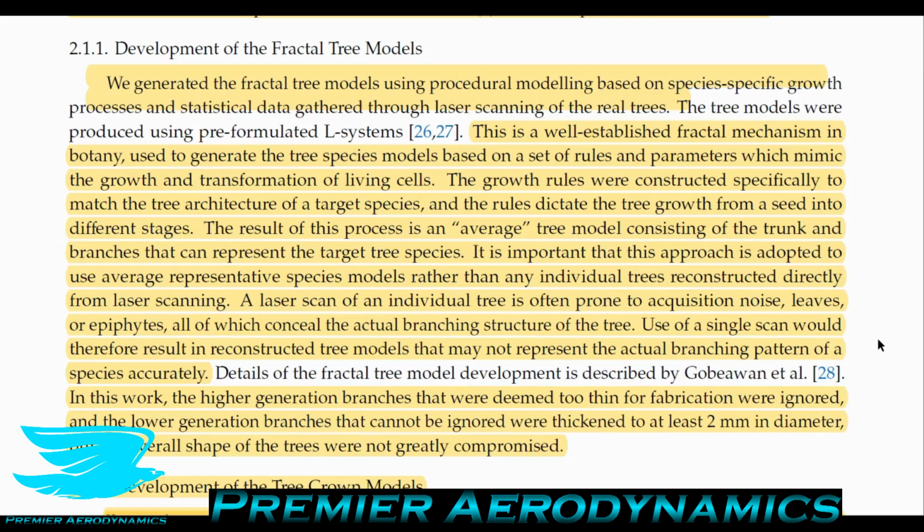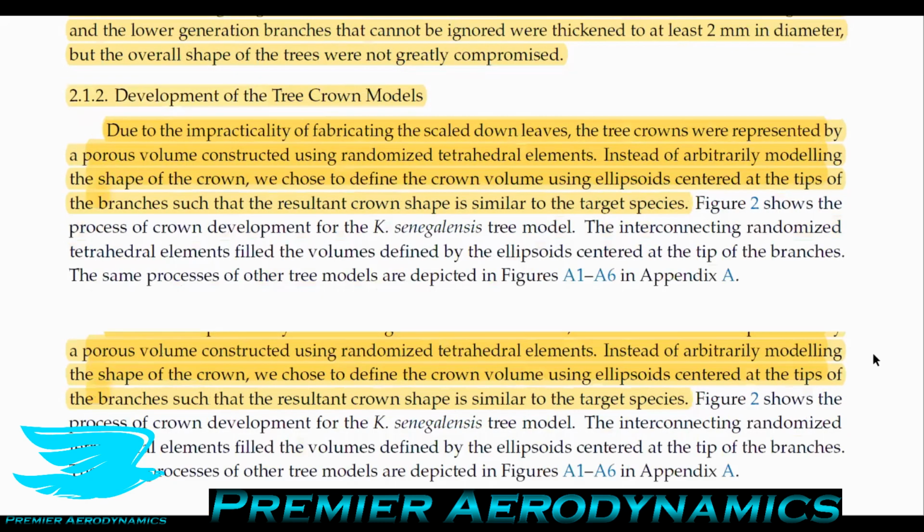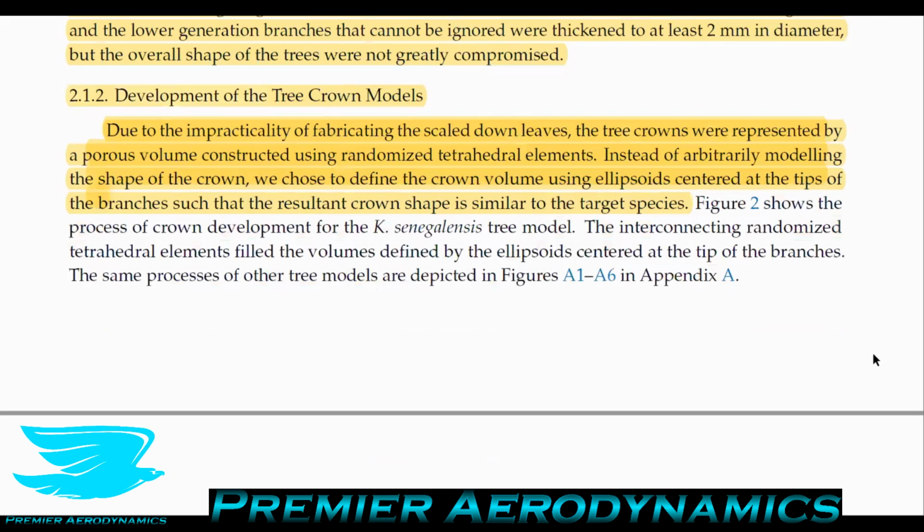They've said it here as well, they were getting patches. That's why they went down to branches with a thickness of greater than 2 mm diameters, because otherwise it was too difficult for fabrication. I'm guessing also too difficult for scanning. So now they go on to the development of the tree crowns. That was the branches and the trunks. Now onto the actual foliage area.